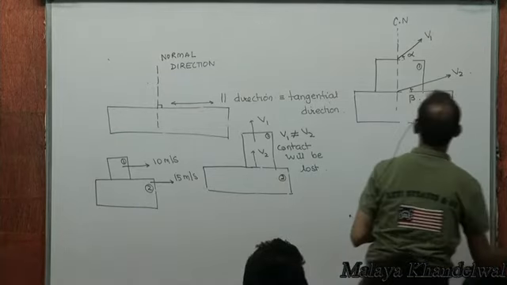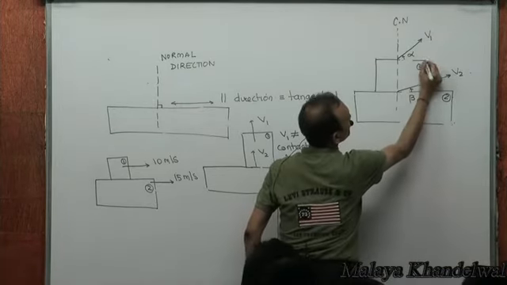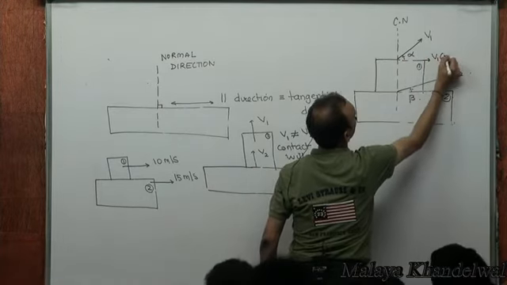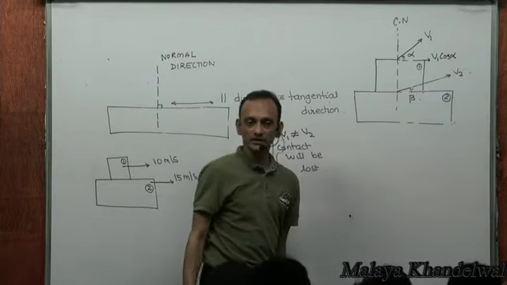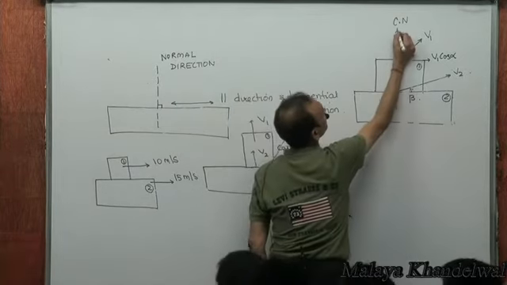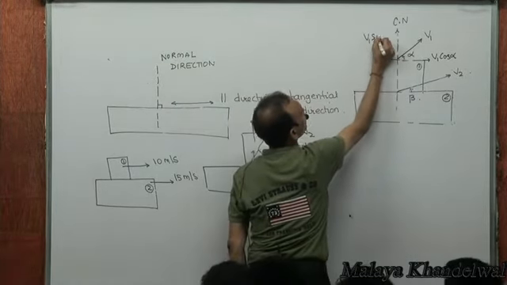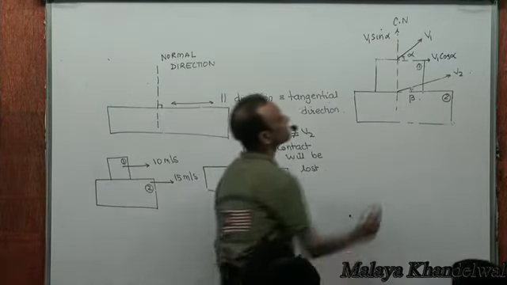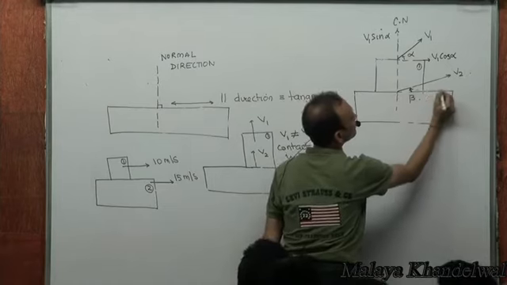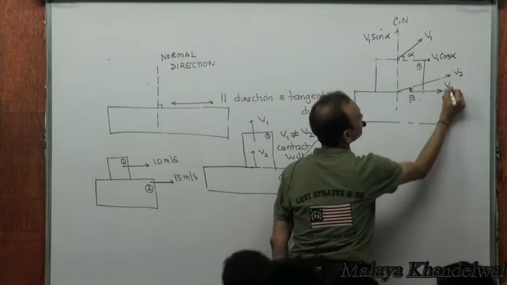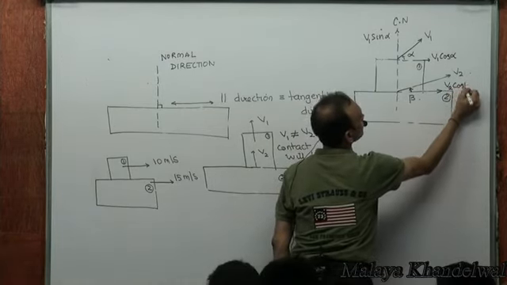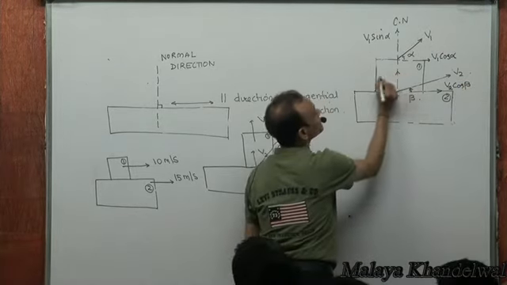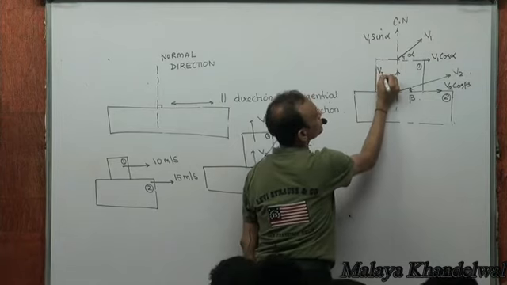Now, v1 could have been resolved as v1 cos alpha along the tangential direction and v1 sin alpha along the common normal. Yes or no? Right? Similarly, v2 could be resolved as v2 cos beta in the tangential direction, and along the common normal v2 sin beta.